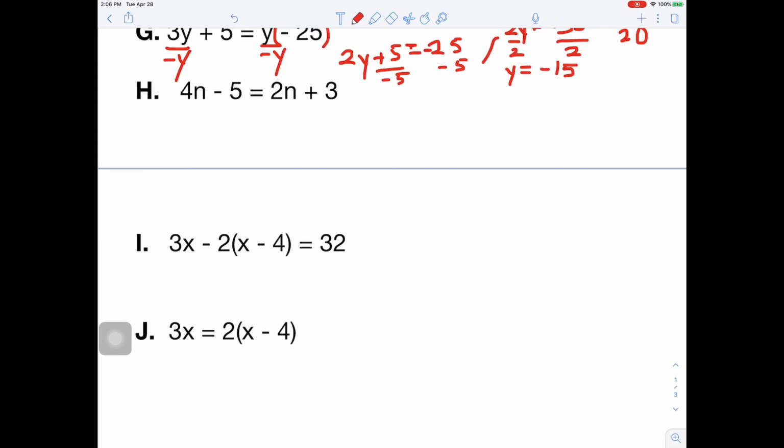All right, so H, why don't you try it on your own, see if you can figure it out. Hit pause, continue on after you figured it out.